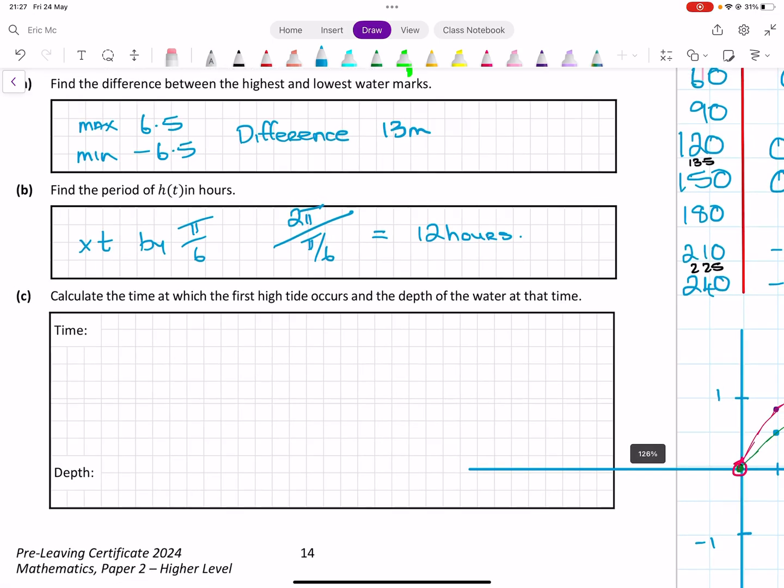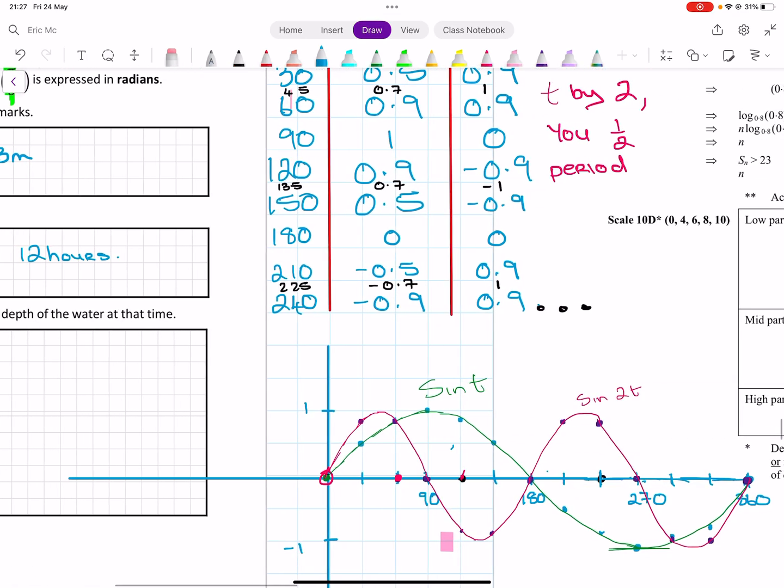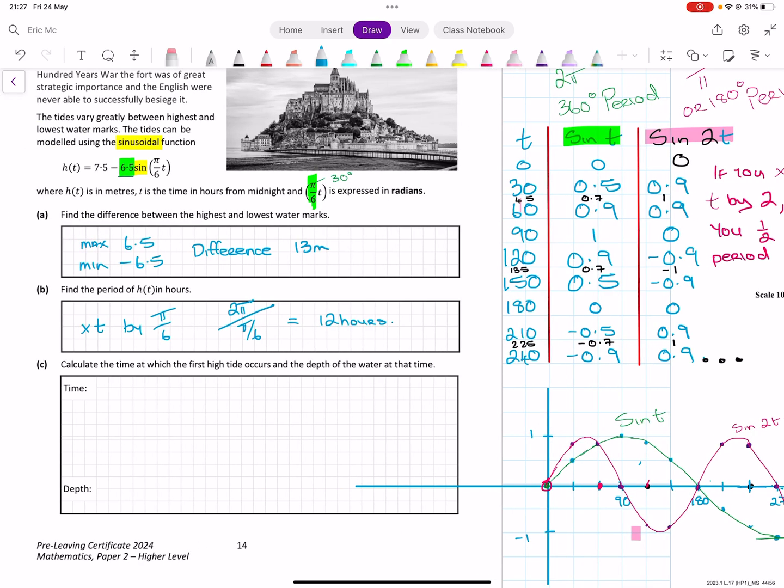Calculate the time at which the first high tide occurs and the depth of the water. Okay, so the first high tide, I think we can probably plot this. The period is 12 hours, so I am typing into my calculator the function 7.5 minus 6.5 sine. I have my calculator in radians, so I'm doing pi/6. I don't have a t, but I do have an x. So alpha x equals, and I'm going to start at 0, end at 12, and go up in steps of 1.